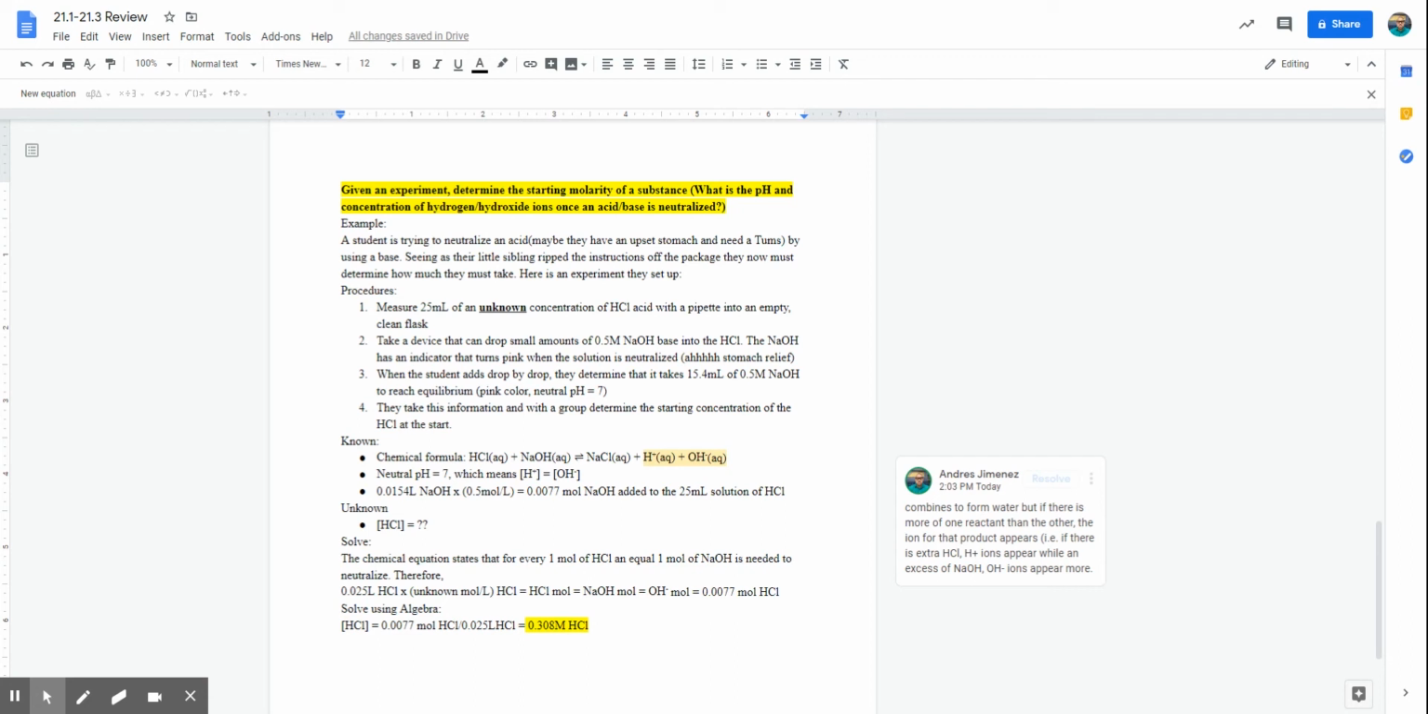So, being a good chem student, they set up an experiment. How about that? So they measured 25 milliliters of the unknown acid. That's going to represent their stomach acid. And they put it in a clean flask.